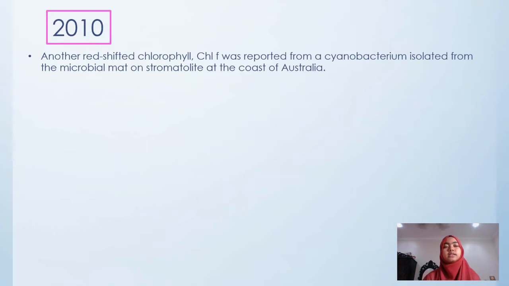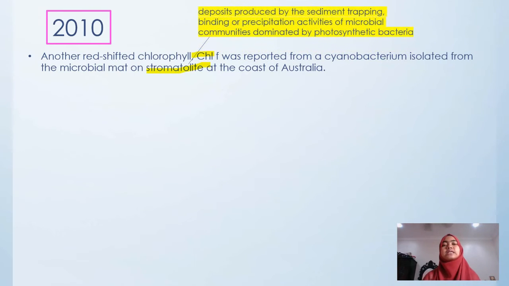In 2010, another redshift chlorophyll, chlorophyll f, was found. Just now, we found chlorophyll d, which is also a redshift chlorophyll. Chlorophyll d was reported from a cyanobacterium isolate from the microbial mat on stromatolites at the coast of Australia. What is a stromatolite? A stromatolite is a deposition produced by the sediment trapping, binding, or precipitation activities of microbial communities dominated by photosynthetic bacteria, such as this cyanobacterium.